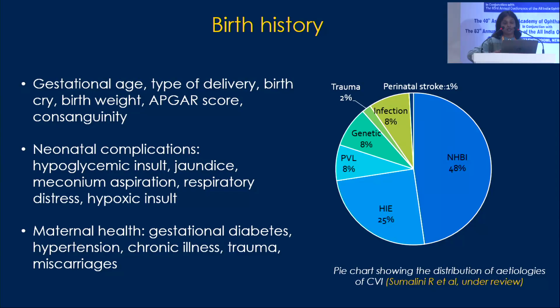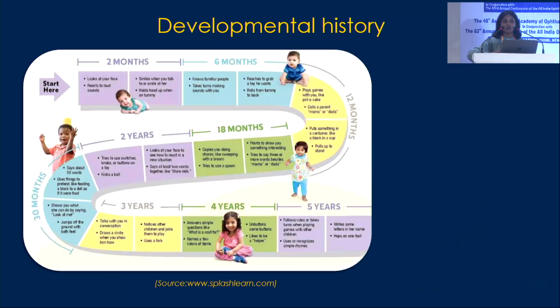Also, it's important to dwell on the maternal health as well, like gestational diabetes, hypertension, any chronic illness during the pregnancy, or trauma, or any event of miscarriages. These are the important birth history that you would look at.